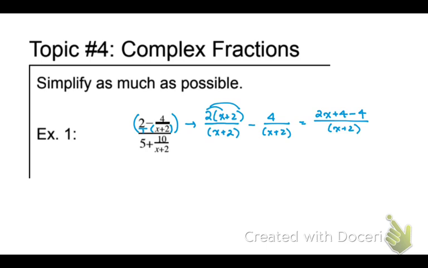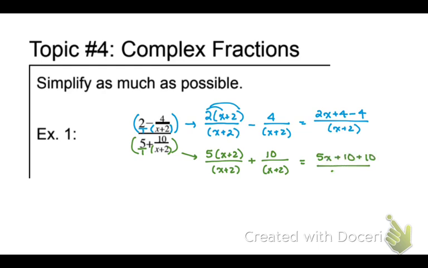And then we want to do the exact same thing with our denominator. If we look at the denominator, again, we have a 1 and an x plus 2, so our common denominator here is just going to be x plus 2 again. But if I multiply the denominator, I also need to multiply the numerator. So I get 5 times x plus 2 over x plus 2 plus 10 over x plus 2. If I go ahead and distribute and combine, I'll get 5x plus 10 plus 10, which I can combine to get 5x plus 20.